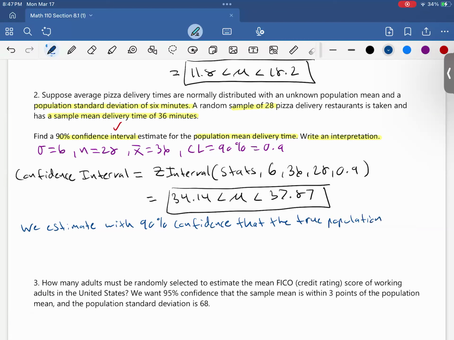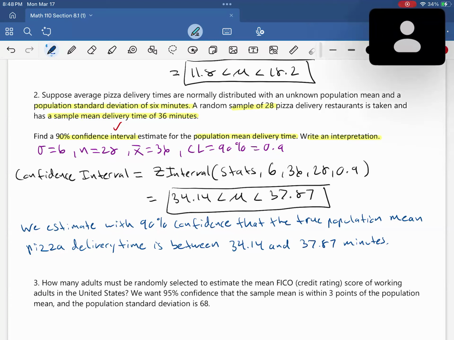population mean pizza delivery time is between 34.14 and 37.87 minutes. Okay, so that's our confidence interval, and that is our interpretation.